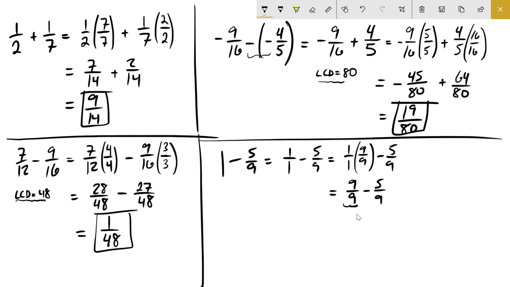Anyways, then that one becomes pretty straightforward. 9/9 minus 5/9. Not too bad. 4/9.